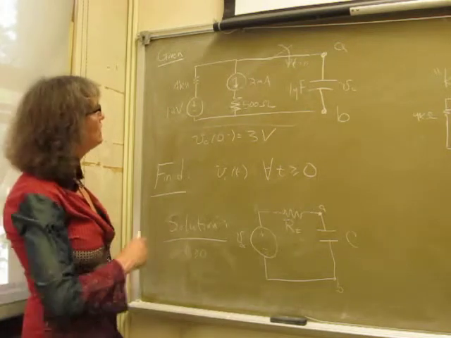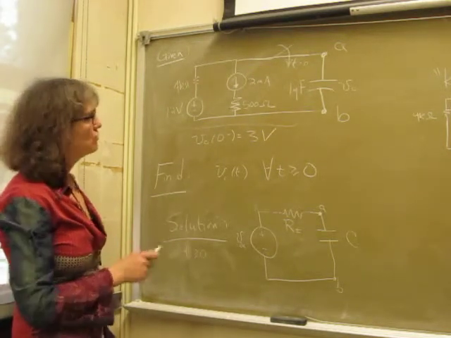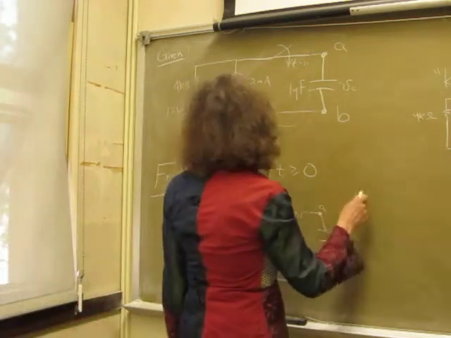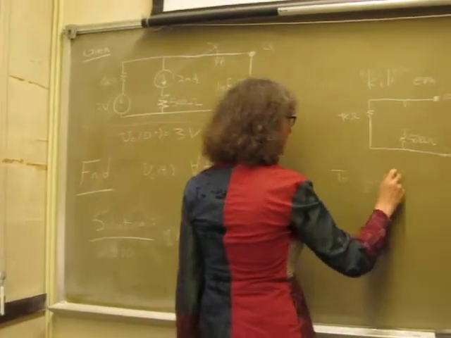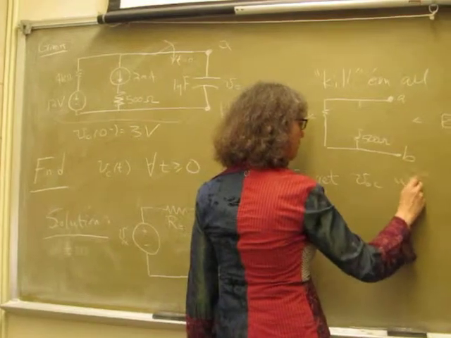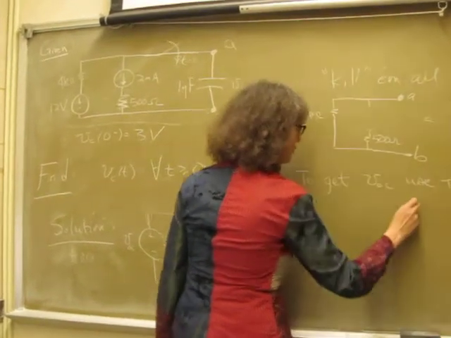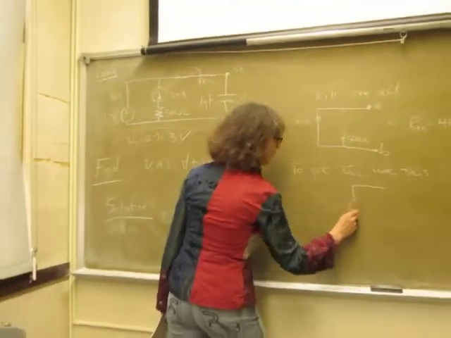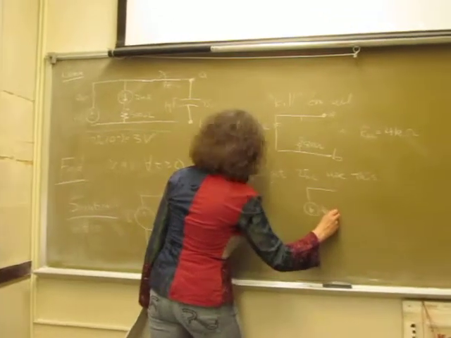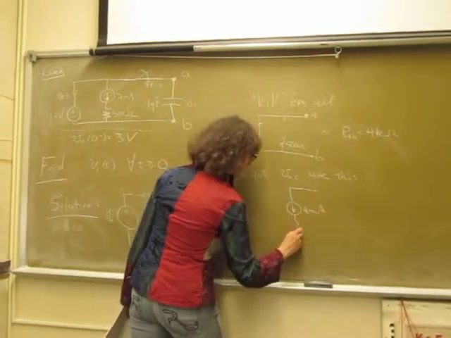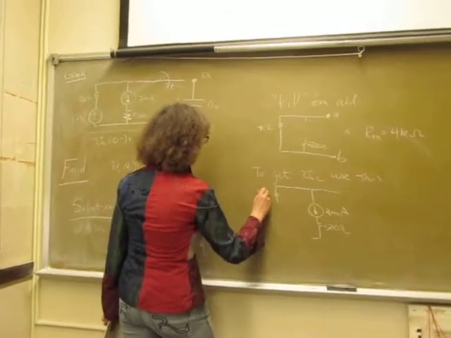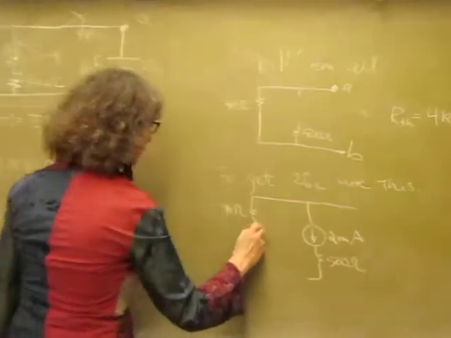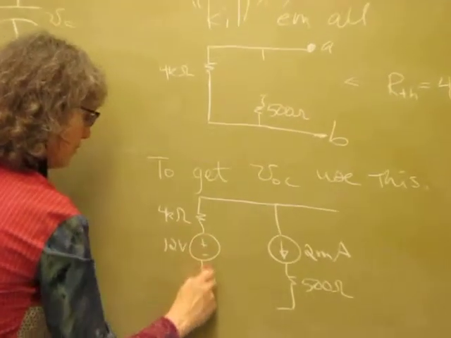But now we need the open circuit voltage. To get VOC, I need to use this picture, so I'm going to redraw it. 2 milliamps, 500 ohms, and then we've got the 4K, and then the 12 volt voltage source.